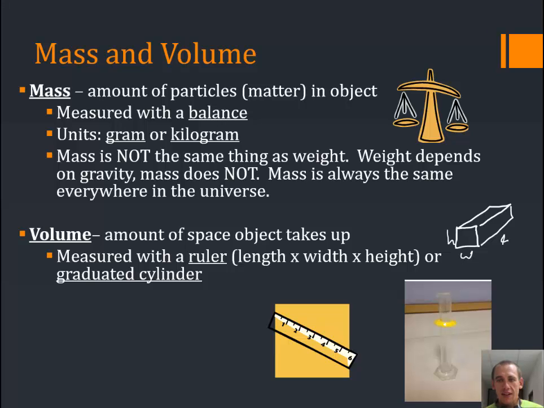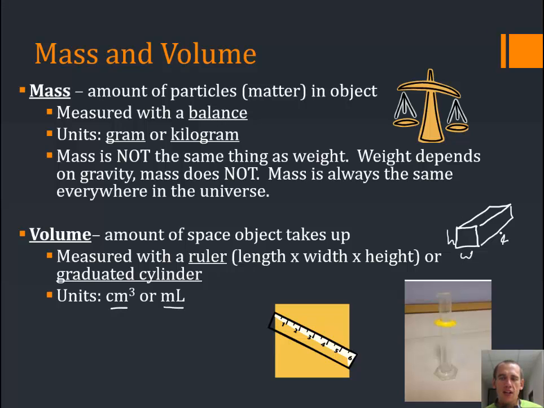Or if we have something that's got a funny shape, we'll use a graduated cylinder. Graduated just means it's got markings on it. It's a cylinder because it's cylindrical in shape. So we can use that and the water displacement method to find volume. Now, it's got units of cubic centimeters or milliliters.